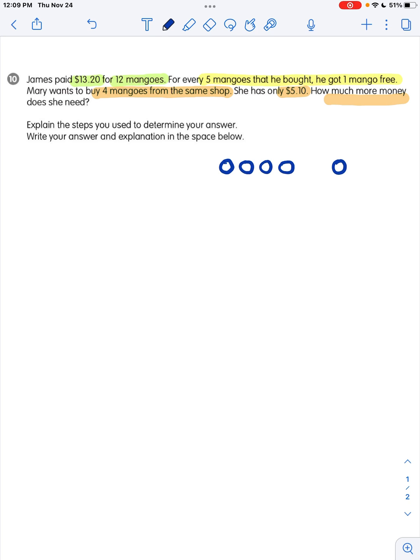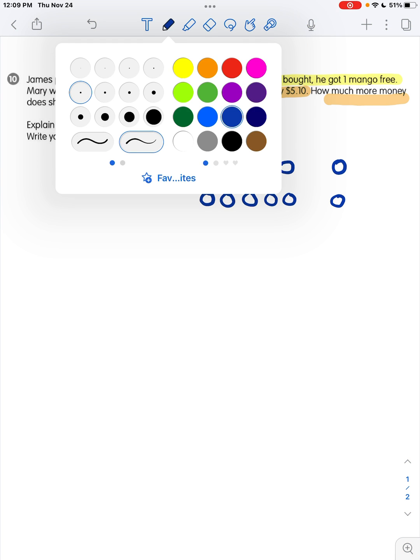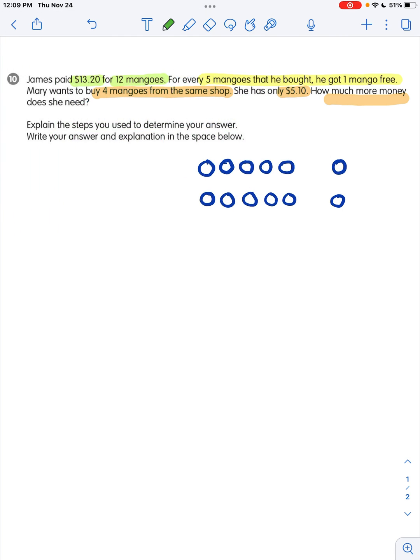Okay? For every five mangoes, 1, 2, 3, 4, 5, you get one mango free. So for another five mangoes, you get one mango that is free. So if you think about it, let's make sense of the problem here. James paid for these five mangoes, got this one free. James paid for these five mangoes, got that one free. And you see, altogether, James got 12 mangoes. But really, James paid for the 10 mangoes.